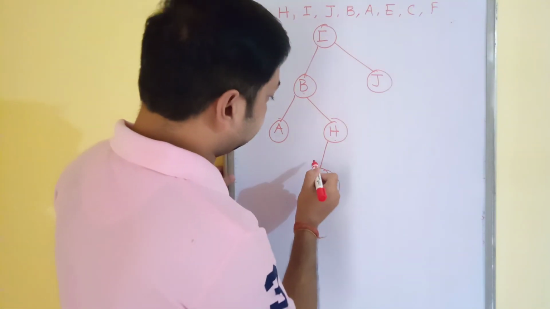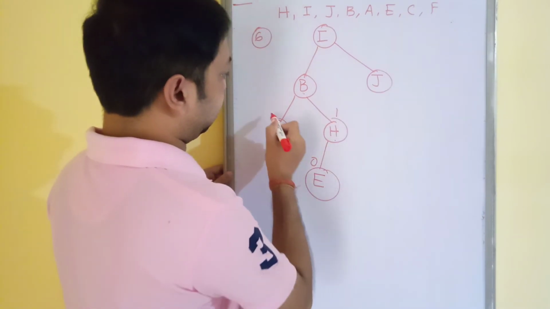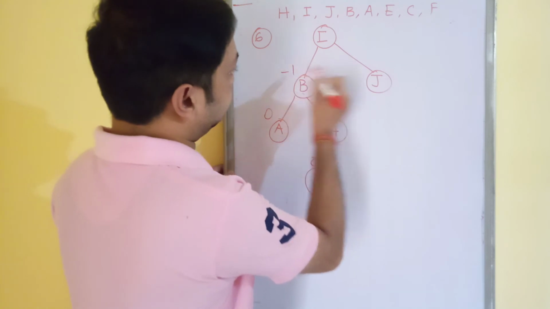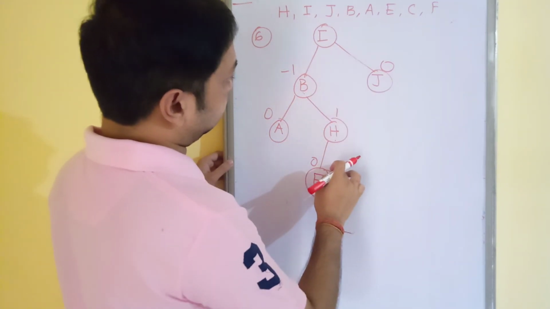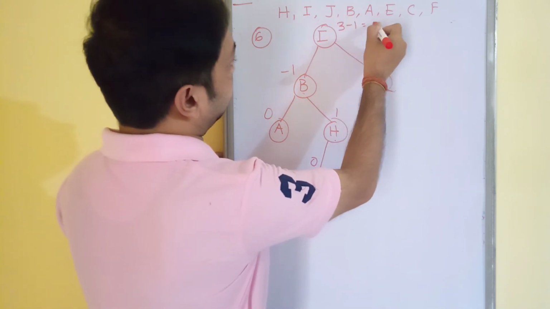Now calculate. This is 0. This is 1. This is 0. This is 1 minus 2, minus 1. This is 0. Now come to this one. 1, 2, 3. For I it is 3. 3 minus 1, that is true.